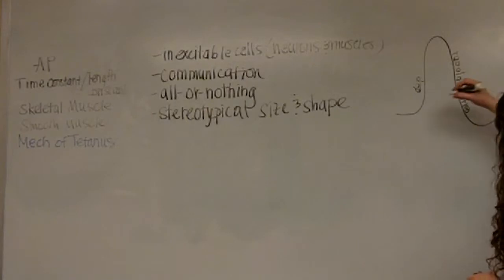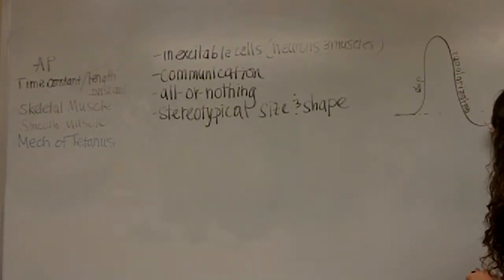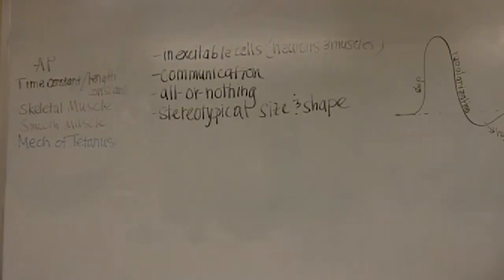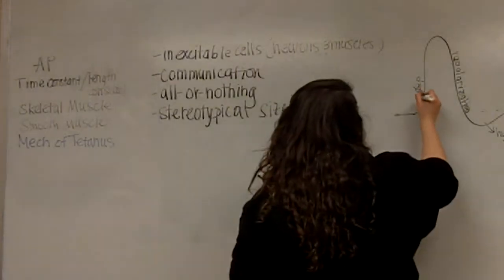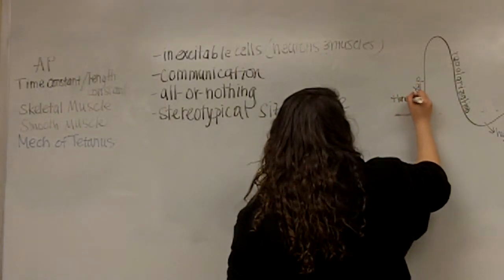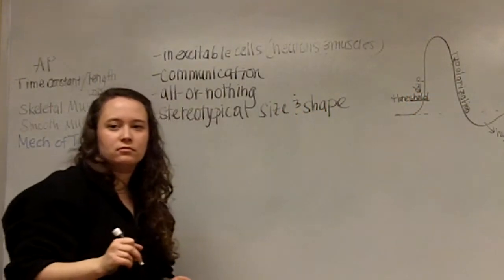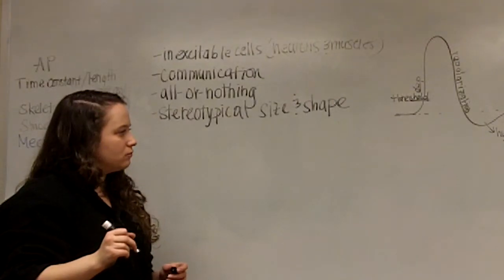And then this part where it's below the normal line, this is hyperpolarization. Like ST depression. Gotcha. Hyperpolarization. And then somewhere around here is going to be threshold.